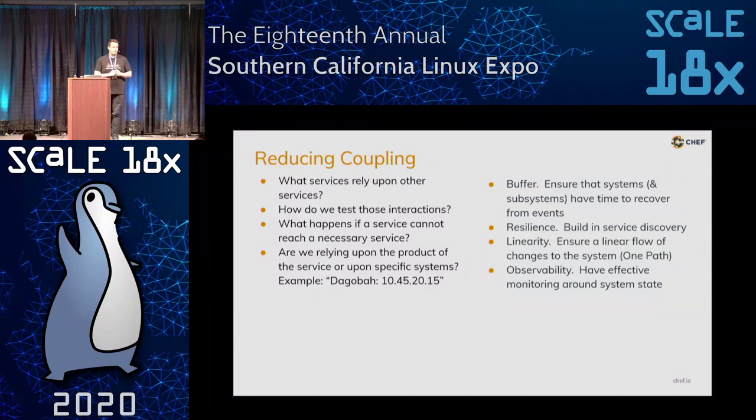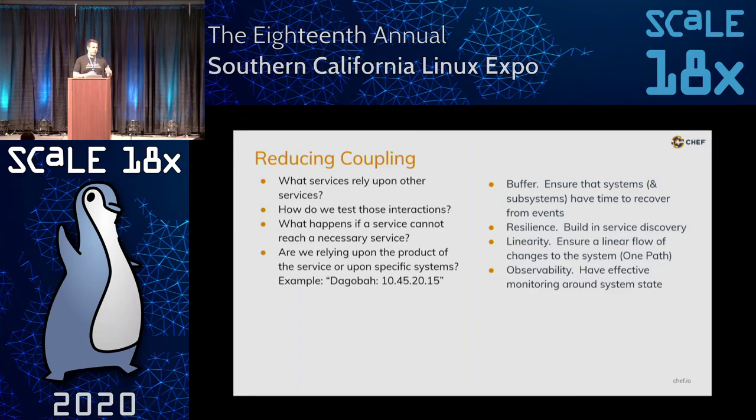In terms of coupling, again, these questions are, I didn't make this a Q&A one, my bad. What services rely upon other services? How do we test those interactions? What happens if a service can't reach a necessary service? Does it go down? Does it wait? What are these kinds of things we look for? Are we relying upon the product or the service or on a specific system? Does the application code say, hey, go reach Dagobah at this address? Or does it say, hey, go find the database server? Or in this case, a Jedi training system, right? Figure out what that system looks like and make sure we build these things in.